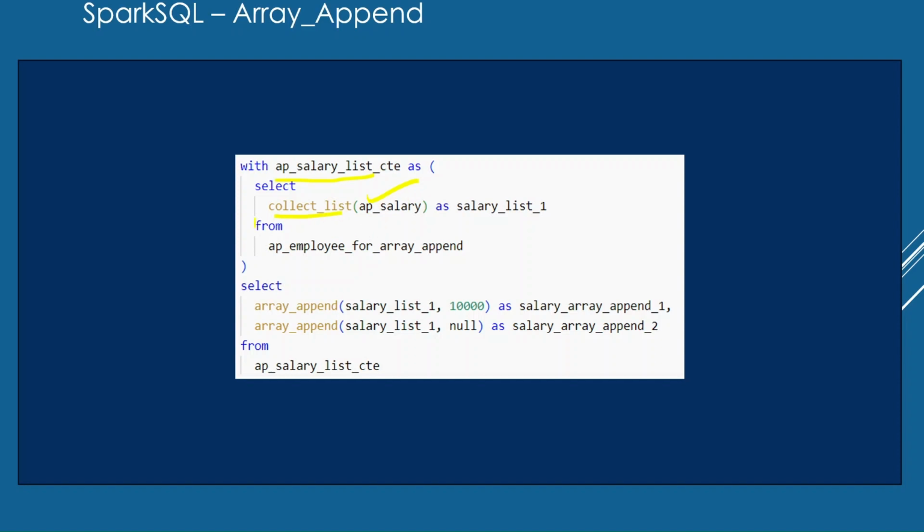Once this array list gets created, I am calling this array append function. I am passing this array list as a parameter, and this 10,000 value. So this 10,000 value will be appended to this array list at the last position, and the output will be available in a column. The name of the column is this one, because we have given the alias salary array append underscore 1.